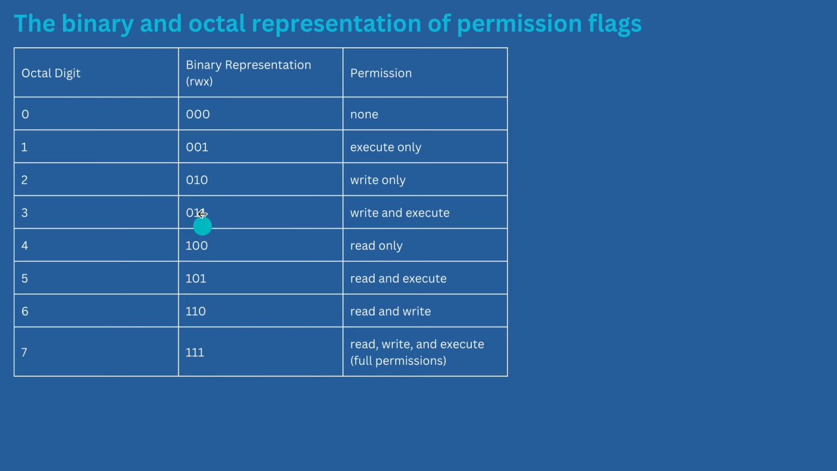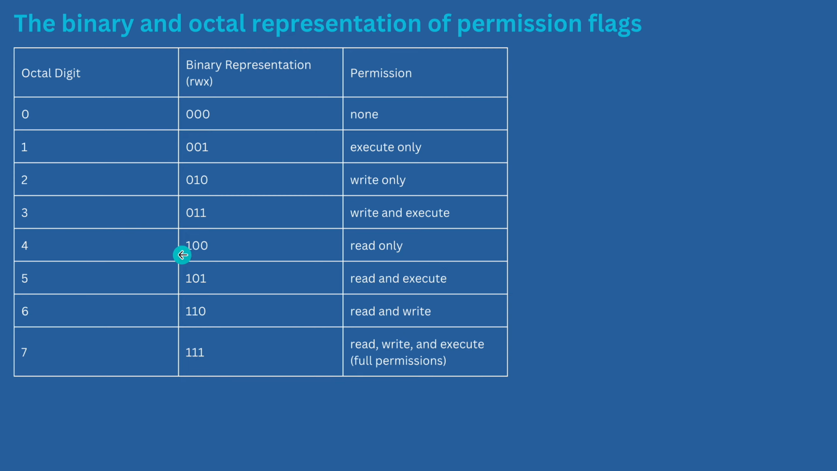See how this is 10, then 11, filling this 1 now. This is write and execute, because this one is 1 and this one is also 1, both are containing 1. So write and execute. Now a third digit is created, and the equivalent octal number is 3.